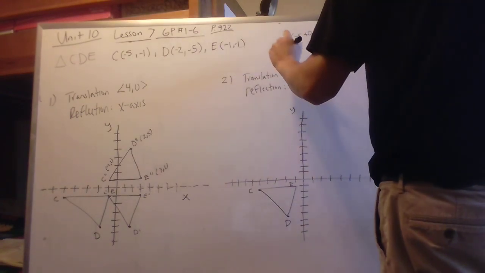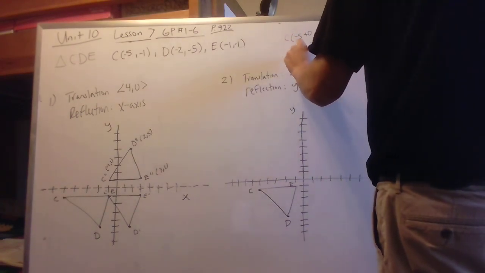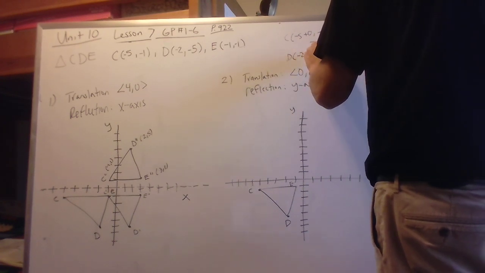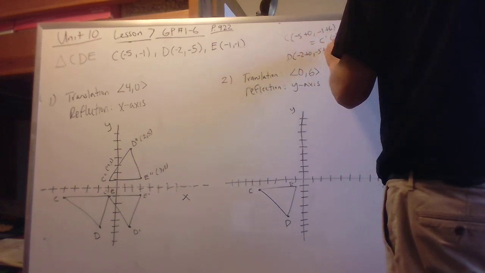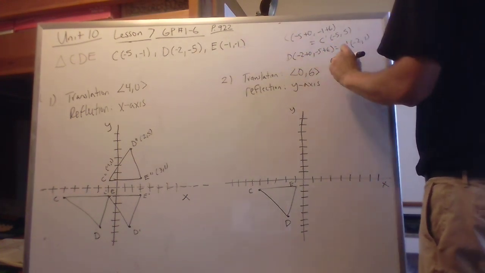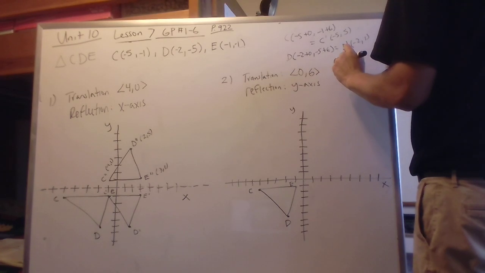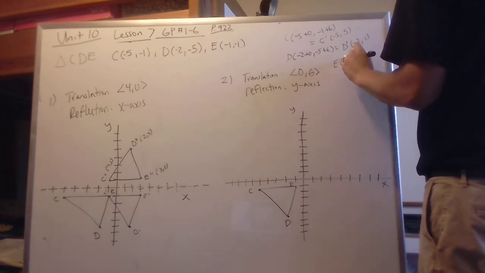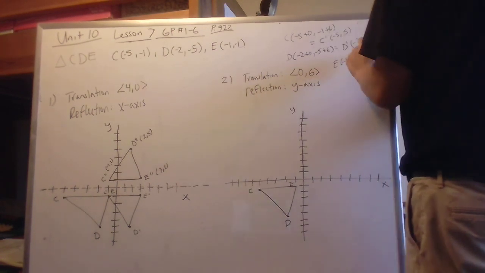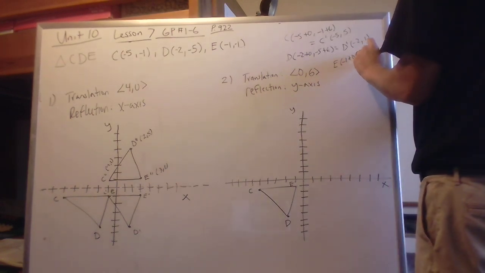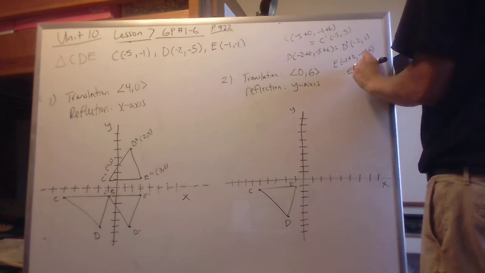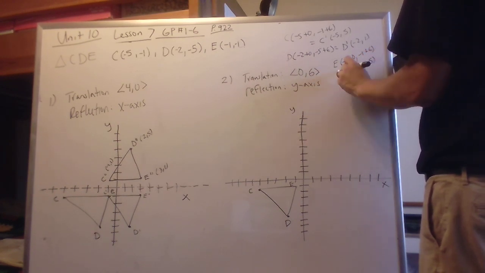And we're going to do that for D as well. We're going to have negative 2 plus 0, and then negative 5 plus 6. So our D prime is going to be at negative 2, 1. And lastly, E is going to be at negative 1 plus 0, and then negative 1 plus 6. So E prime is going to be at negative 1, 5.